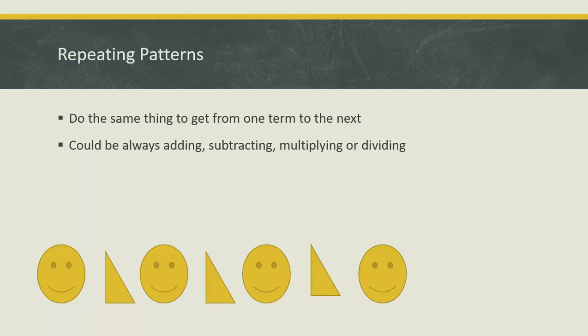Most of the games you played in the last assignment involved repeating patterns. This meant that you did the same thing to get from one term to the next. So for example, you might have always added 3, or you might have always multiplied by 2. This could also be done in pictures. So for example, we have a smile, a triangle, smile, smile, triangle. It's a pretty easy pattern to predict.